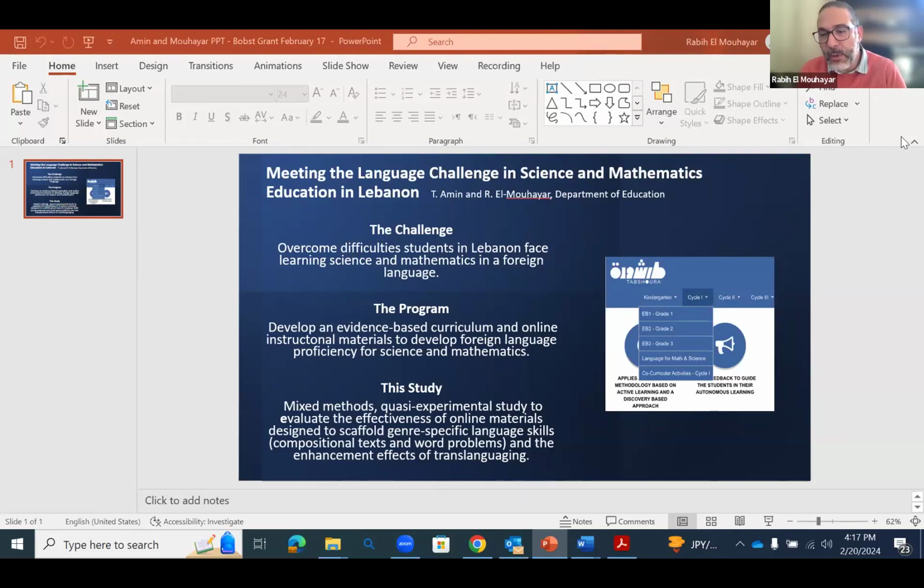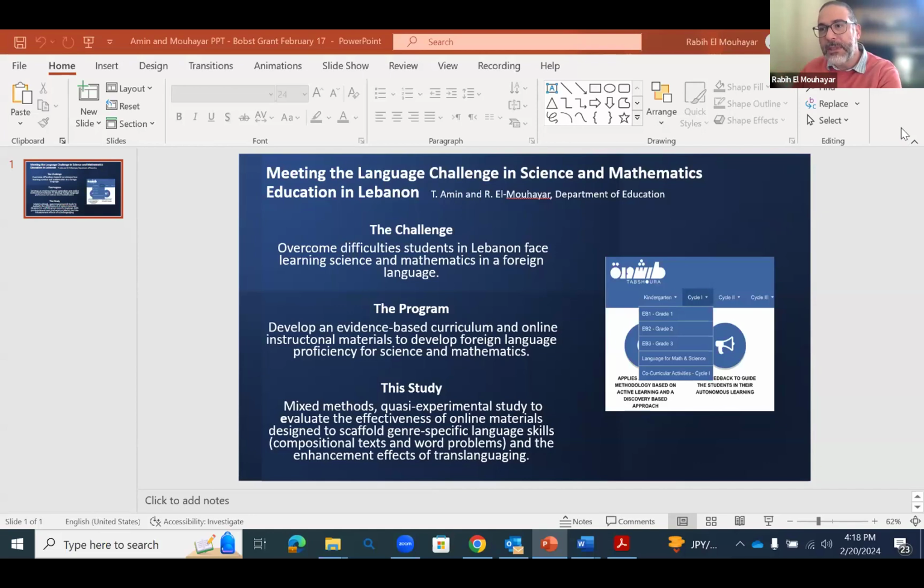We can use it as a source or a resource for meaning making. And this is positioned within the Vygotskian sociocultural theory that states that language and content, science or math, are interrelated, and we cannot separate these. So accordingly, we come with an assumption or a pedagogy to use a genre-specific pedagogy.